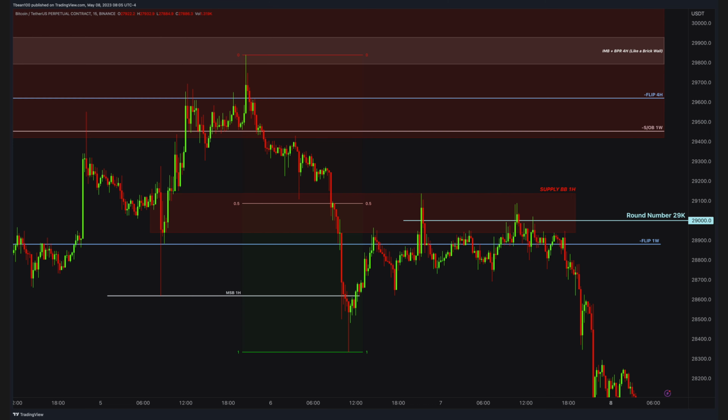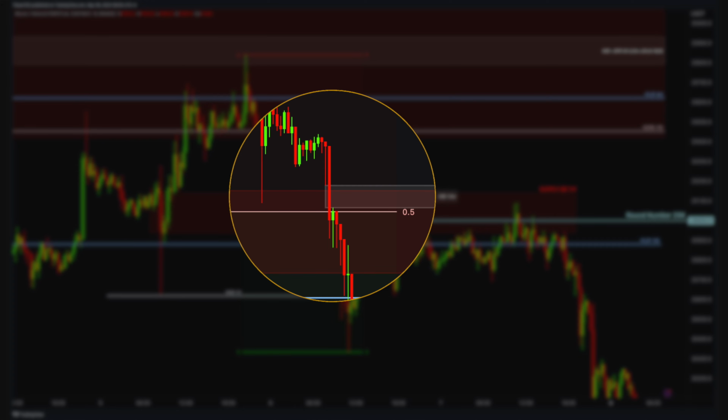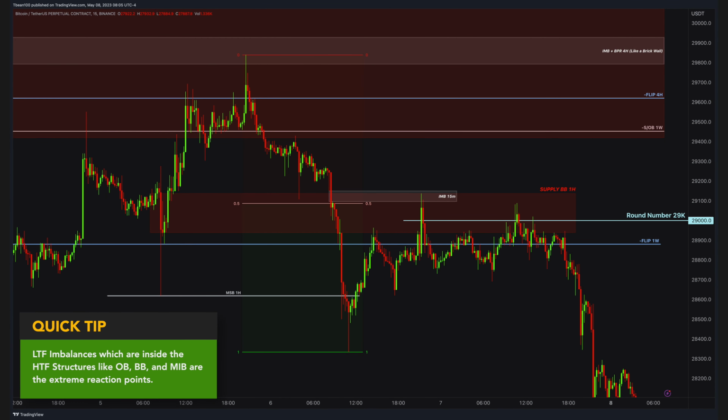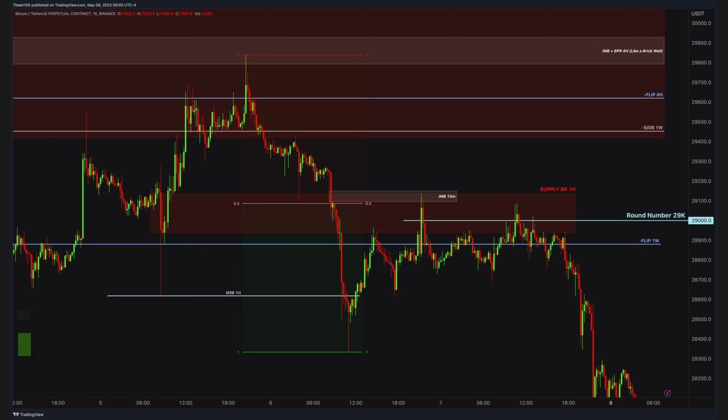Let's have a closer look within the 15-minute time frame. This 15-minute imbalance is extremely critical. Why? Because it is inside the breaker block. It closely collides with the breaker block. Remember this tip: low time frame imbalances, which are inside the high time frame breaker blocks or order blocks, are the extreme reaction points. So, what do we have here?